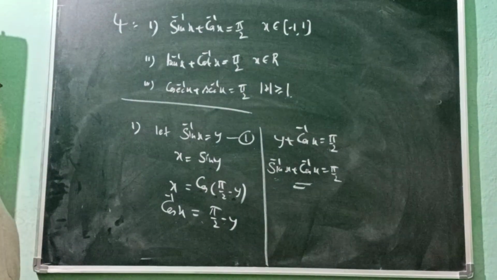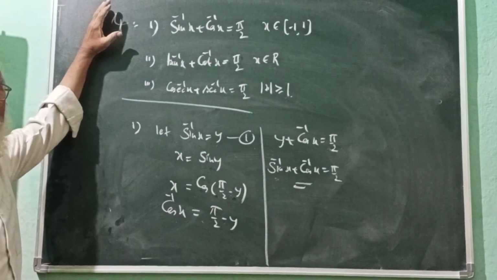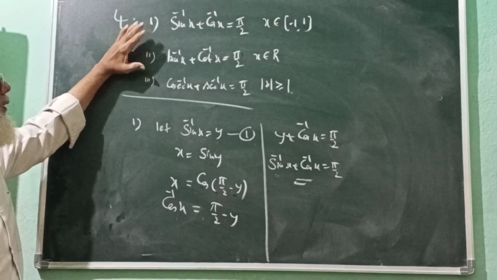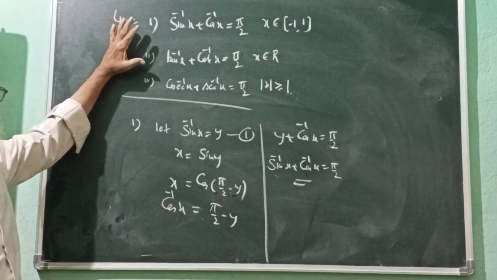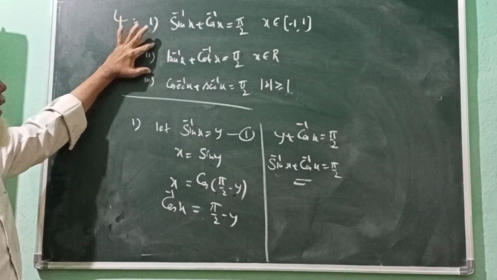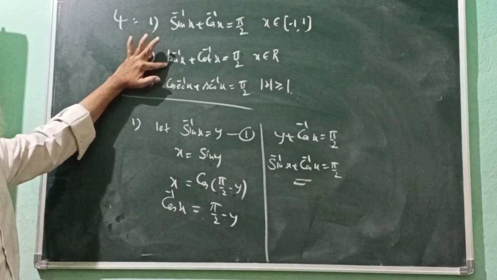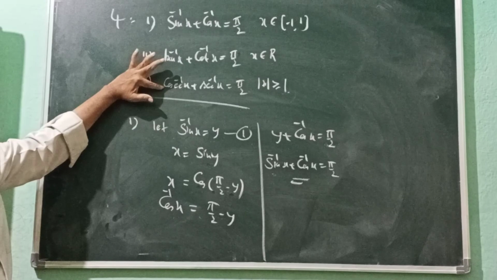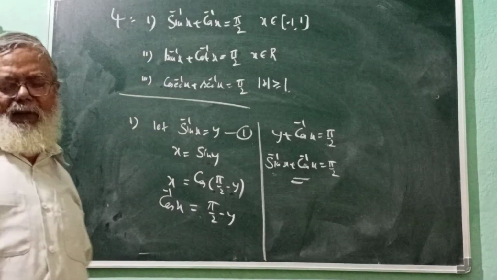This result has many times been asked in the examination for 2 marks. You can prove the others the same way. All three have been asked. So you can prove it by supposing tan inverse x is equal to y, and in the same way, cosec inverse x is equal to y, you can prove that.